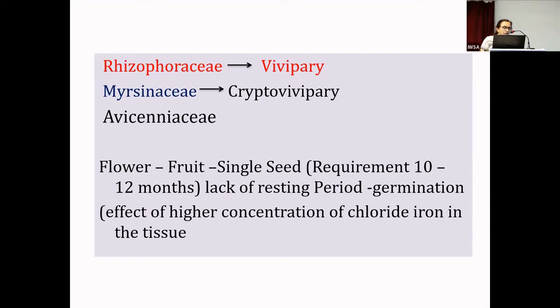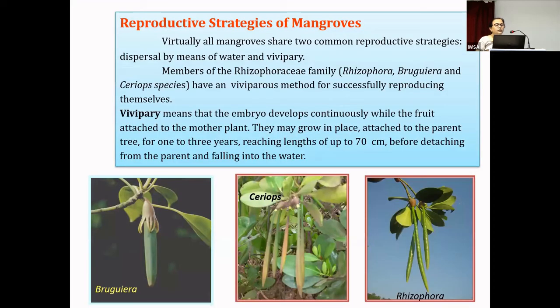Germination is physiologically affected by the higher concentration of chloride ions in the tissue. Well, these are the reproductive strategies. As I have said, vivipary means the embryo develops continuously while the fruit is attached to the mother plant. They may grow in place attached to the parent tree for at least 1 year, that is 12 to 14 months, reaching a length of 70 centimeters before detaching from the parent.